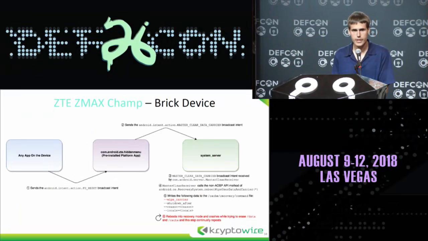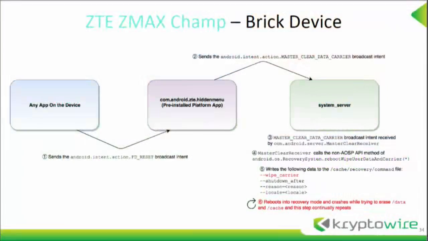So here's the workflow for it. It's just a zero-permission third-party app on the device. It sends a broadcast intent message. There's an application that has hidden menu in the package name, and usually those are apps you want to look at. So it sends that broadcast intent, it receives it, and then it's going to send a different broadcast intent called Master Clear Data Carrier. This, again, is going to be received by the Master Clear receiver that's in system server.